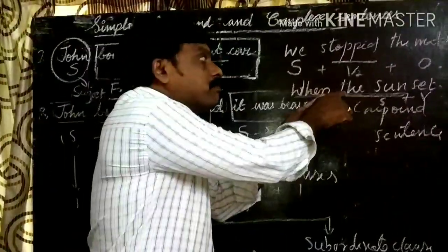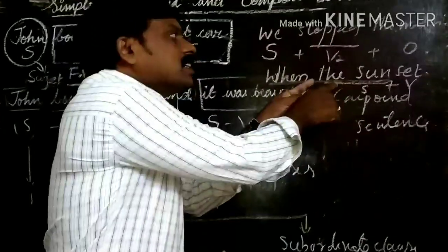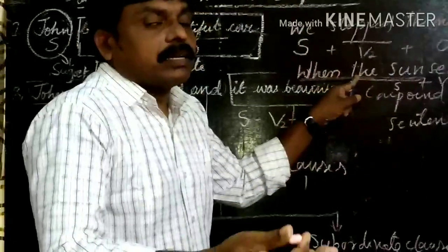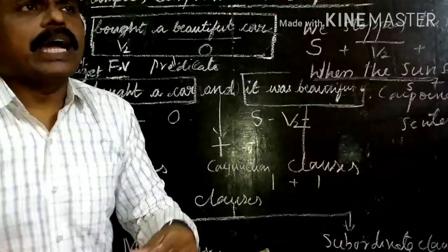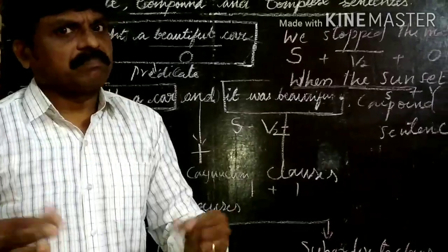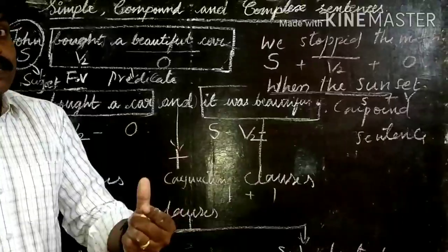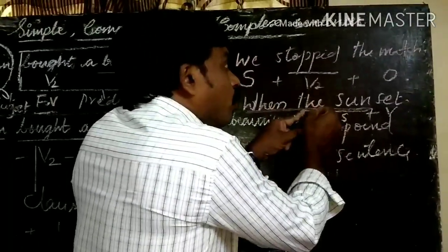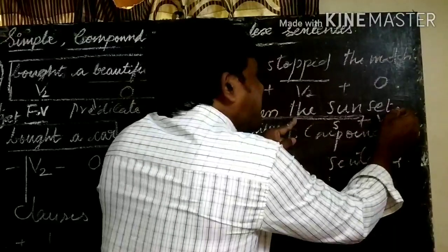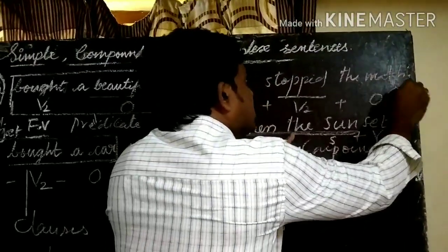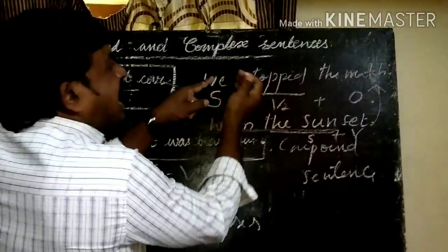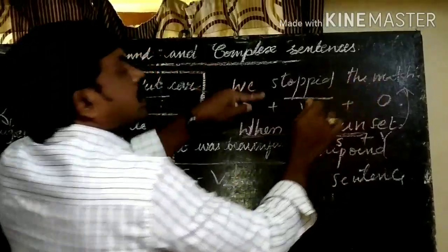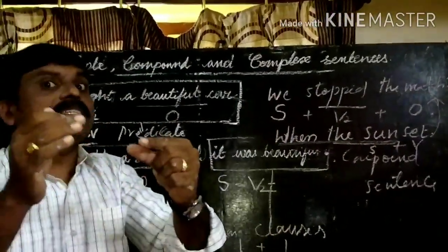For making sense, it depends on the other clause. For example, at the time of sunset, what happens? There is no clarity. It doesn't make any sense. It does not give a complete sense. For its complete sense, it depends. It needs some clause. See guys, suppose when we attach this clause to this sentence, then it makes complete sense. It gives a complete meaning.